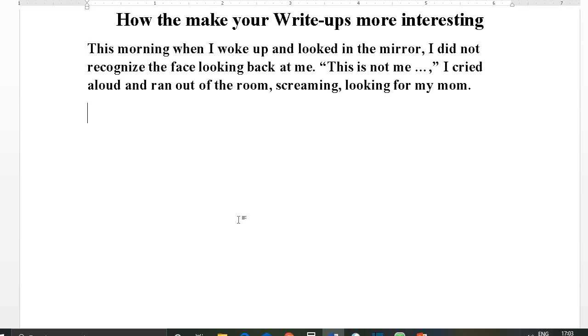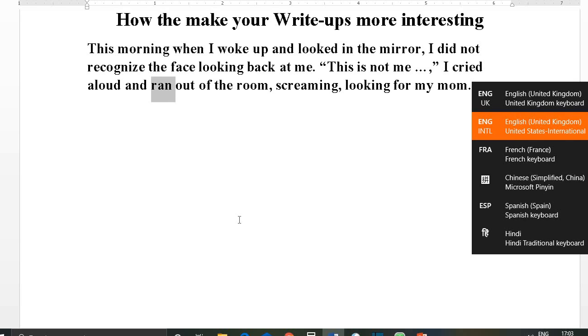It looks ordinary, but actually in this sentence I'm giving an example. We are using an image. So what happened to the boy, the character here? He cried aloud and ran out of the room. So running out is an image that I'm using here. Screaming, looking for my mom. These two, running out and screaming, add to the description and life. You can make it better.